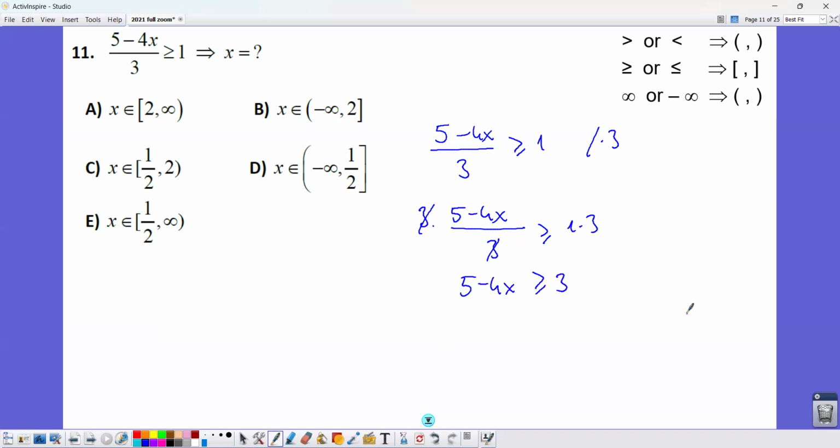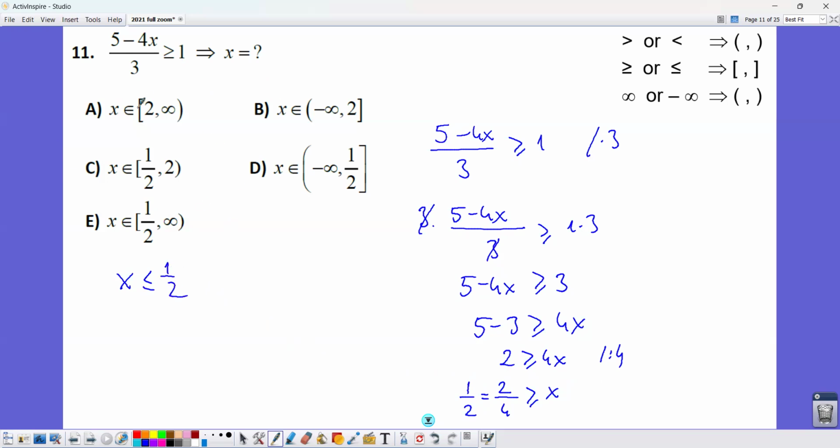Now unknowns on one side, knowns on the other side. I will take minus 4x to the other side and 3 to this side to make x positive. 5 minus 3 greater than or equal to 4x. Then this is 2 greater than or equal to 4x. I have 4 in front of x, so I will divide the whole inequality by 4 and it will become 2 over 4 greater than or equal to x. I can simplify this by 2, which will be 1 over 2. So our result is x is less than or equal to, when I am looking from this side, 1 over 2.